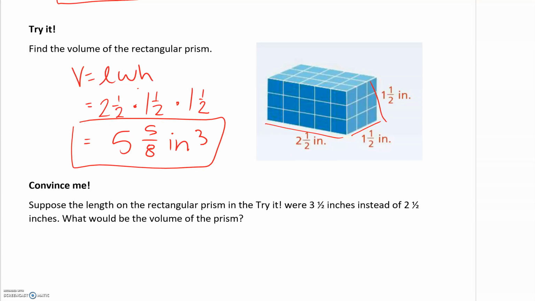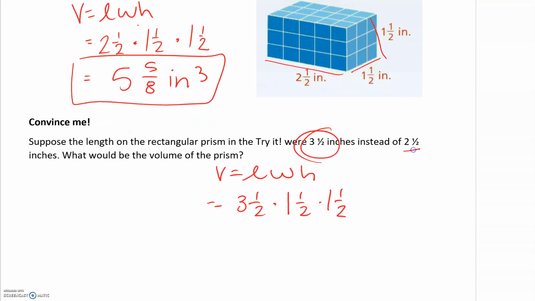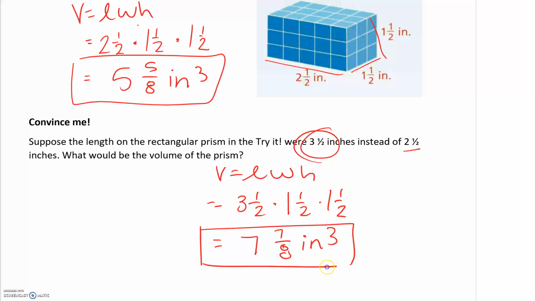Then it's asking, suppose that the length of the rectangular prism in the try it was 3.5 instead of 2.5. So I'm just going to replace that. So length times width times height, 3.5 times 1.5 times 1.5, to get my final answer here as 7 7/8 inches cubed. Again, make sure that you got the same thing I did.